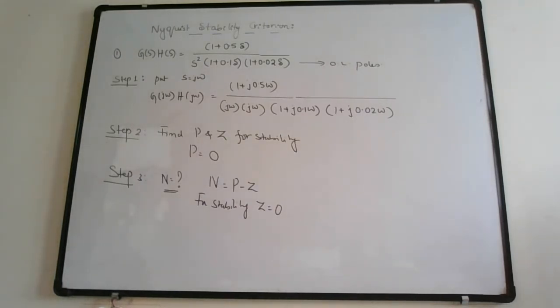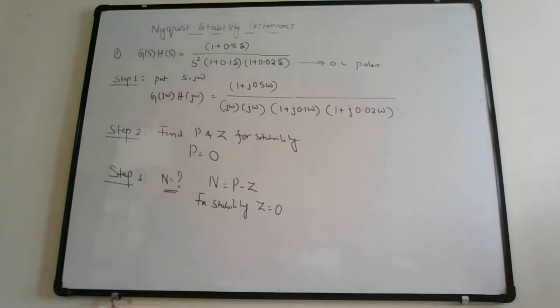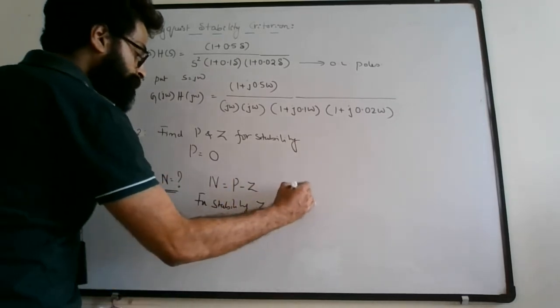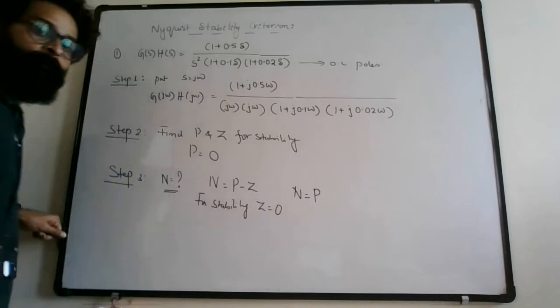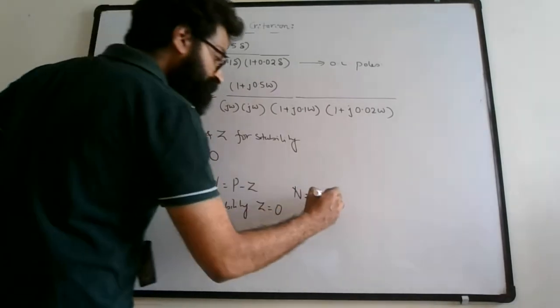If Z is not 0, that is, if there are any roots of the characteristic equation found in the right half of the S-plane, then there's no point in checking the stability. Straight away, you can regard the system as an unstable system. So you would want your Z count to be 0. Therefore, n is equal to P. And what is P from the previous step? What did you get? P as 0.